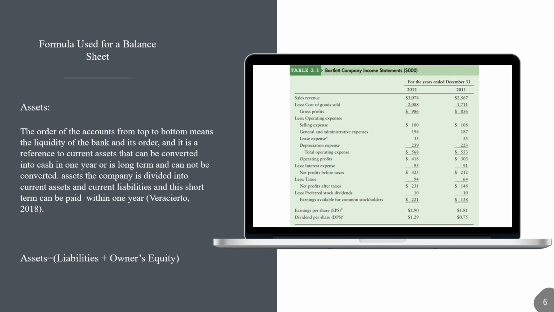The format used for the balance sheet in this picture is an example from the book. Assets: the order of accounts from top to bottom reflects liquidity. Current assets can be converted into cash within one year, or long term assets cannot be converted. Current liability is short term and can be paid within one year. So assets equal liability plus owner equity.